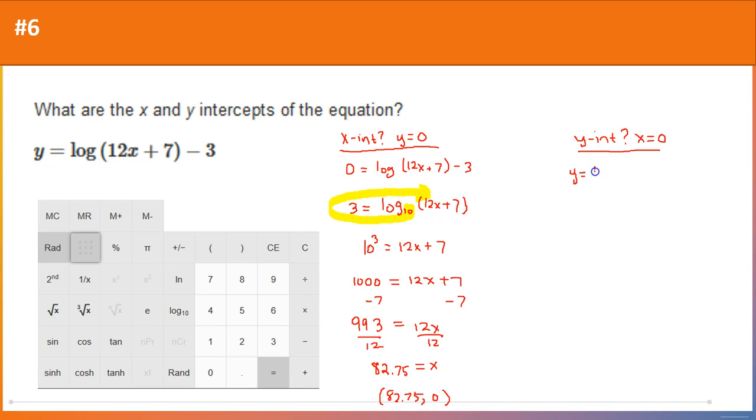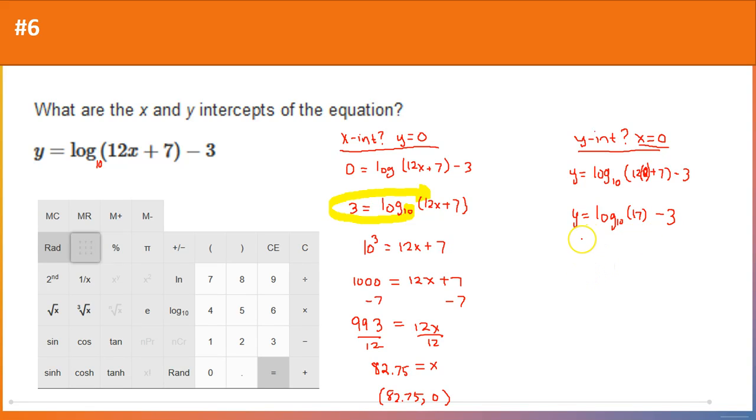So y equals log base 10. It doesn't show a 10 there, but it's understood there's a base 10 if there isn't a base showing, of 12x plus 7 minus 3. I'm sorry, the x is actually 0. All right, so we're replacing x with 0. So 12 times 0 is 0. 0 plus 7 is 7. So we have log base 10 of 7 minus 3.